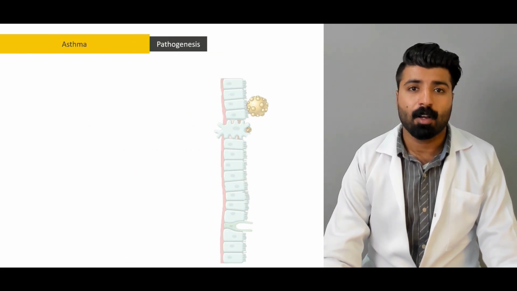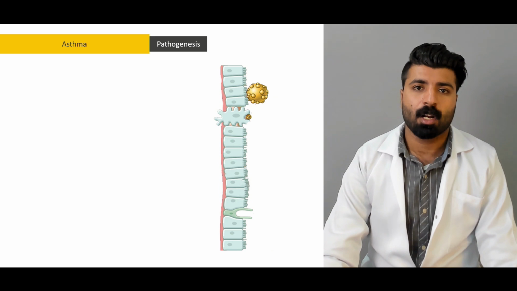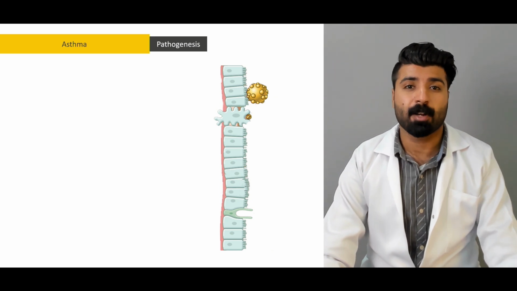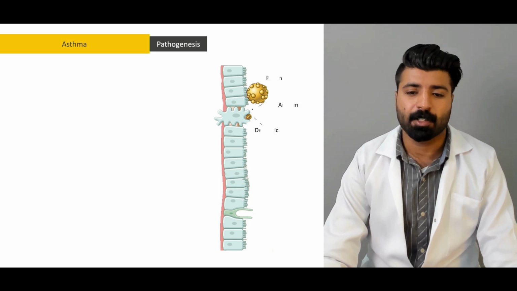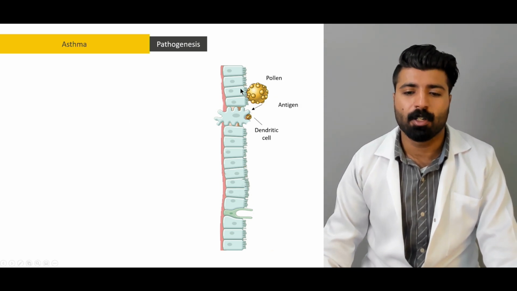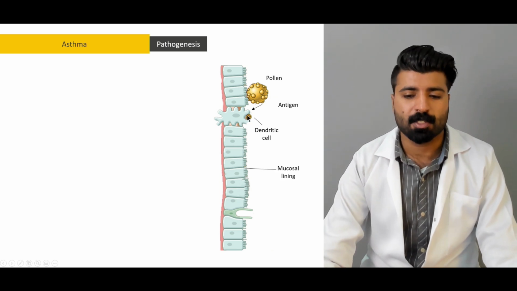Now let's get to know the pathogenesis one by one. I already told you all about it. Now we're going to go to the picture memorization part. I hope this will help you remember it more efficiently. As you can see, this is a pollen, which is our antigen. It's going to get into this place and start the whole process.